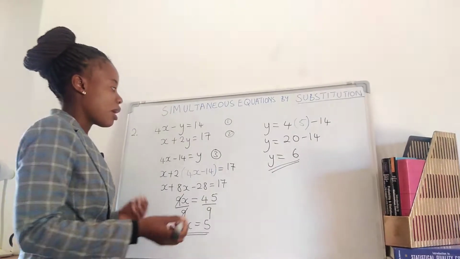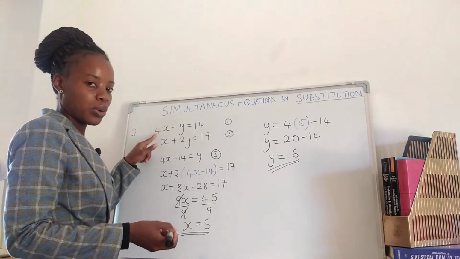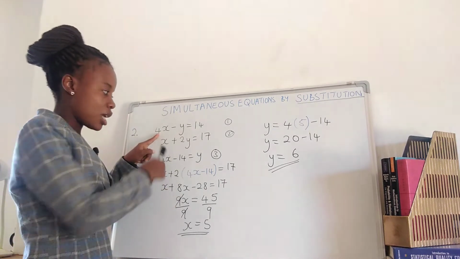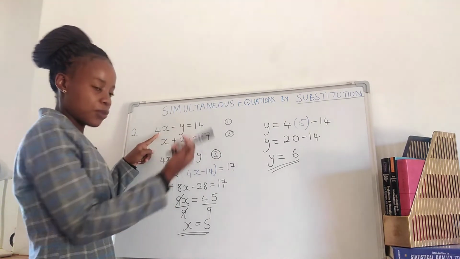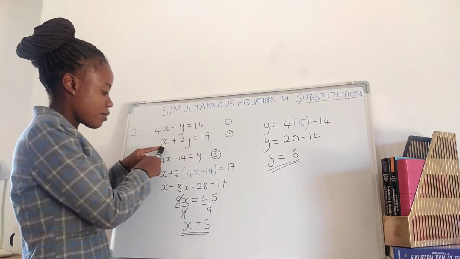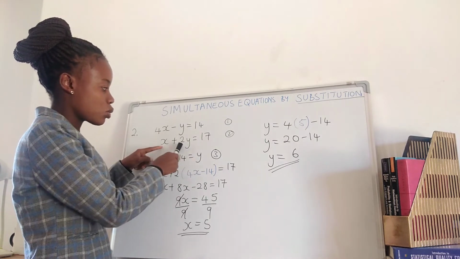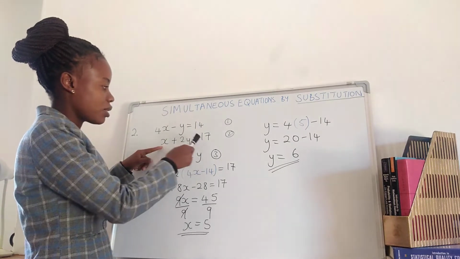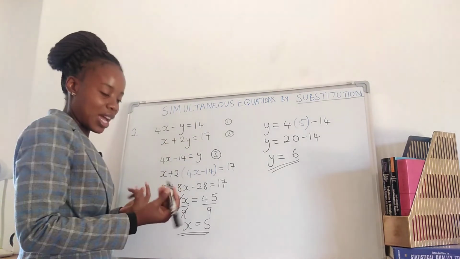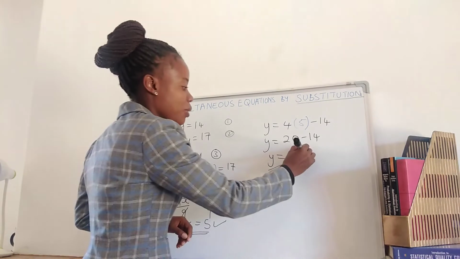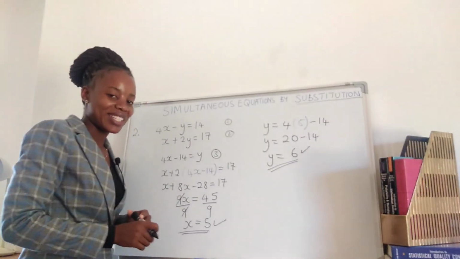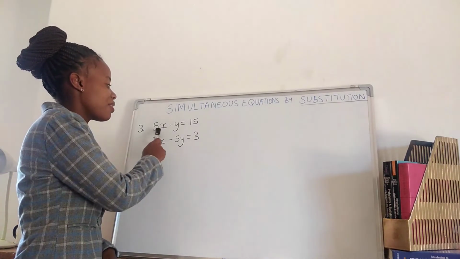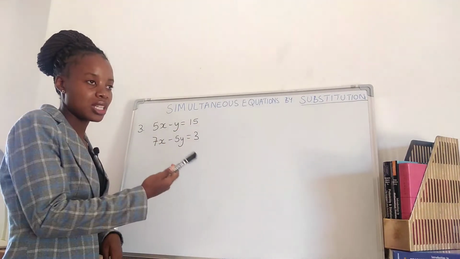You can check them by substituting them here. Okay, so 4 times 5 is 20, and 20 minus 6 is 14, right? And 5 plus 2 times 6, you know that is 12. 12 plus 5 is 17. We are sure that our x and y are correct. Okay, now let's move to number 3. We have 5x minus y equals 15 as our equation 1.